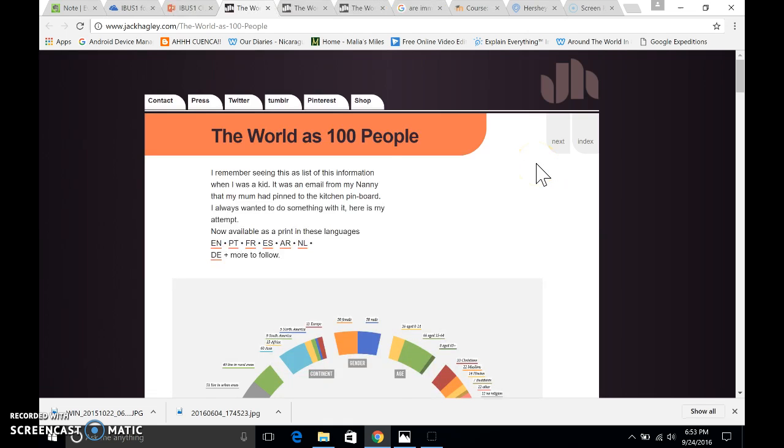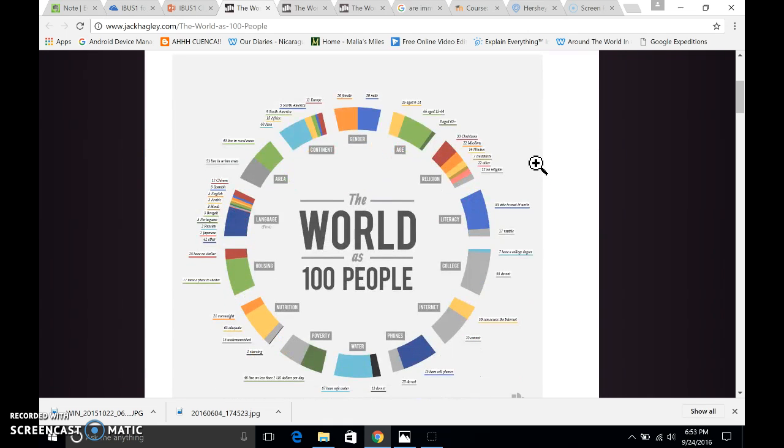And this is actually a really interesting graphic that you might want to take a look at. If the world were 100 people, what would it look like? And that's a way to start thinking about how you can segment.